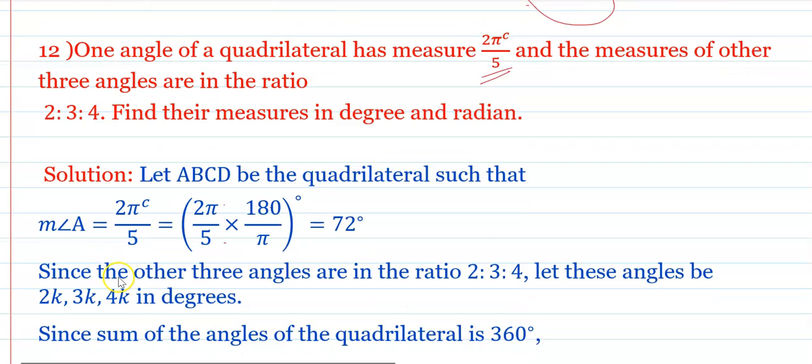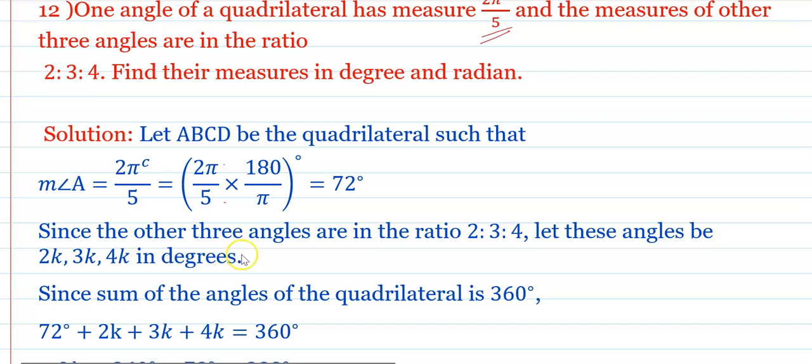What about the other angles? Since the other angles are in the ratio 2:3:4, let these angles be 2K, 3K, 4K in degrees. So as the common multiple we have taken K.